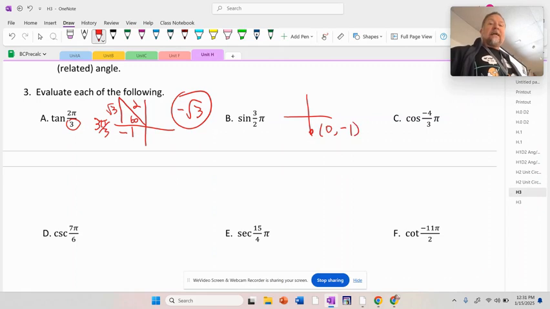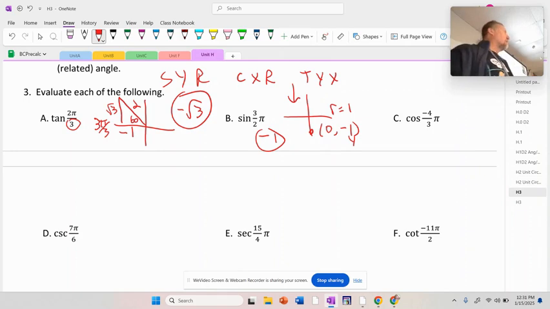Negative 1. And then what's sine? Sine is what letter over what letter? Y over R. So that's the other thing that you put up at the top of this. SOHCAHTOA was fine for the first one, but you need to remember what cosecant and secant mean for this one.